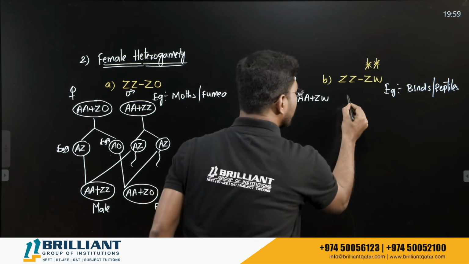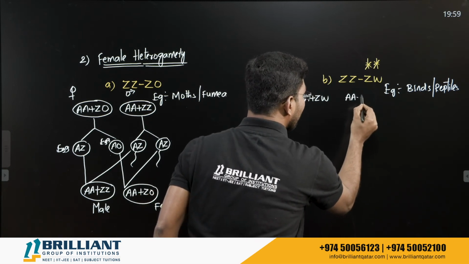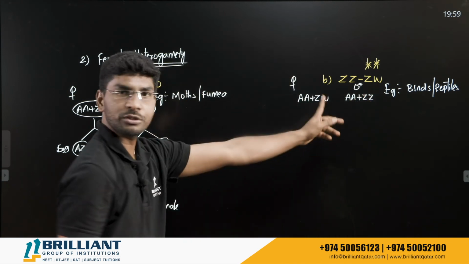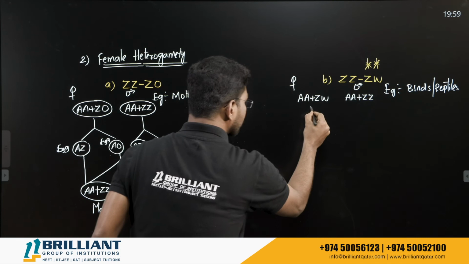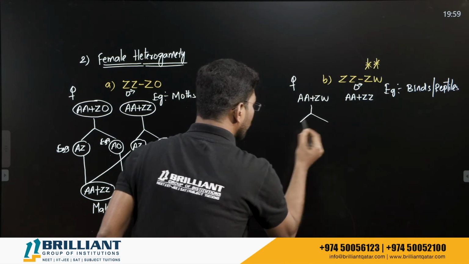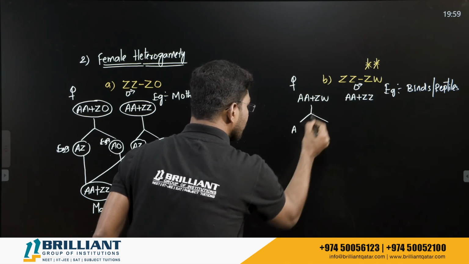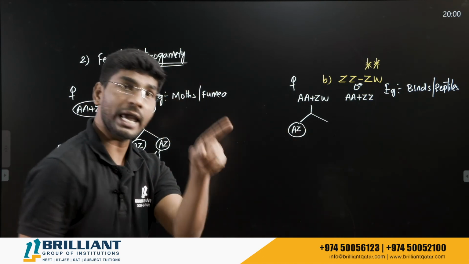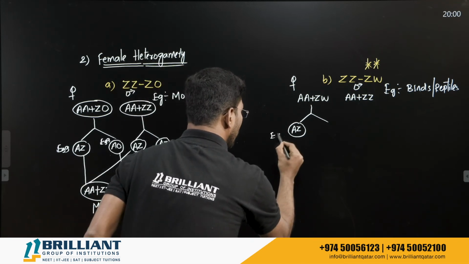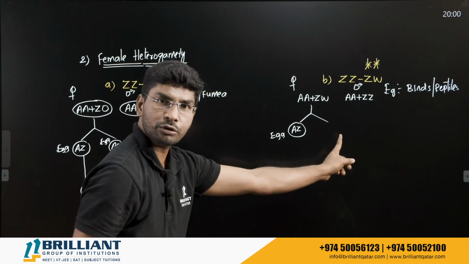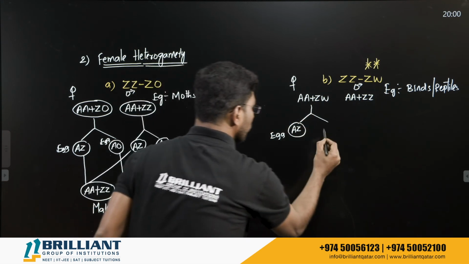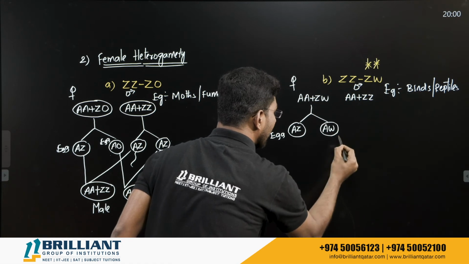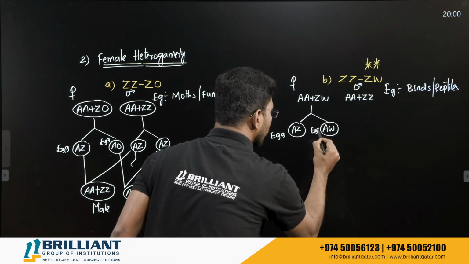So what is the male one now? AA plus ZZ. This is male individual. Are you with me, students? Now take the gametes from here. From here, two types of gamete. Half of autosomes plus one of the sex chromosomes, that is Z chromosome egg. What about the next gamete? Half of the autosomes A plus W chromosome, this is W chromosomal egg.